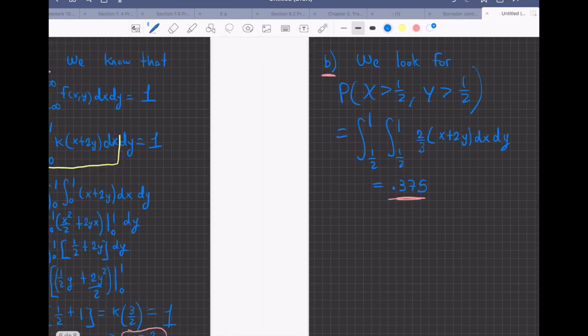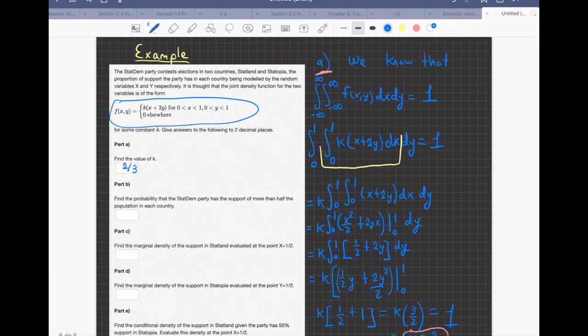Part C. And this is 0.375. Find the marginal density of the support in the stat lamp and evaluate it at x equal to 1/2.